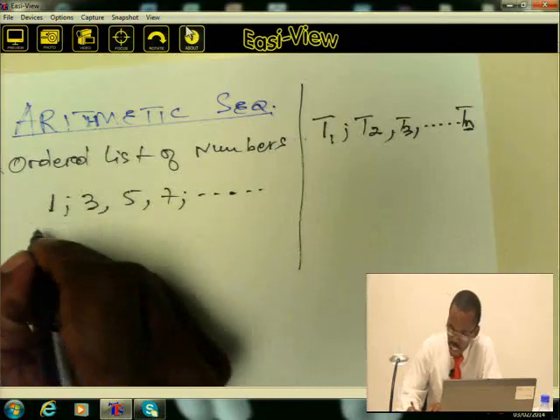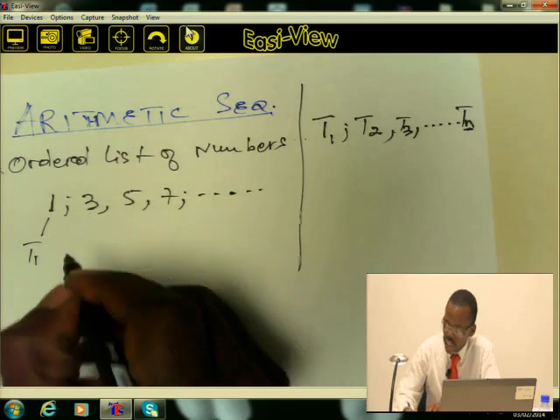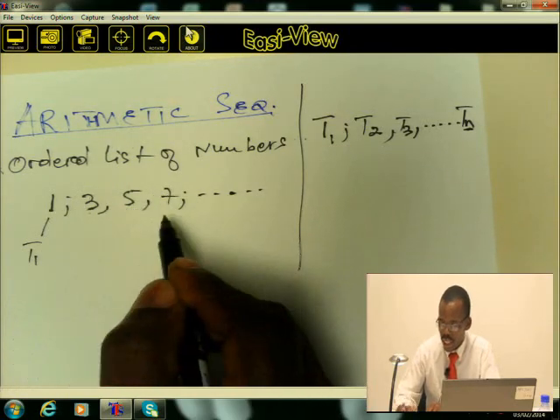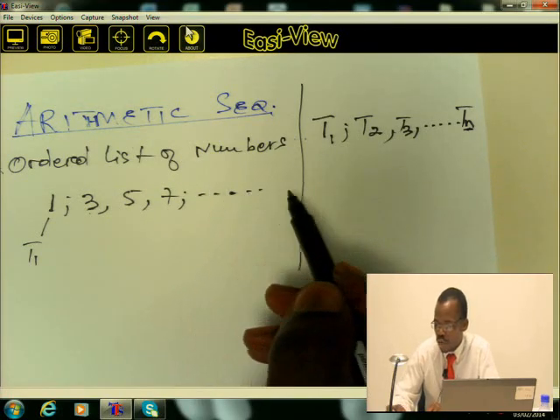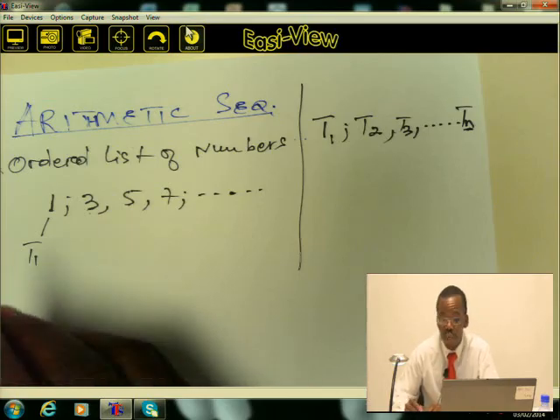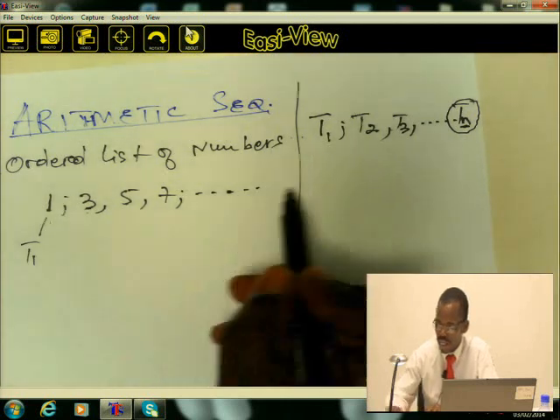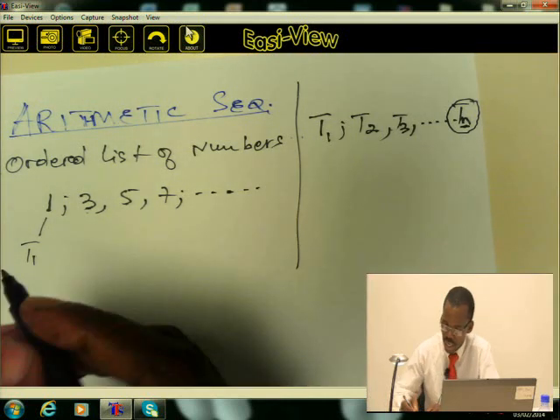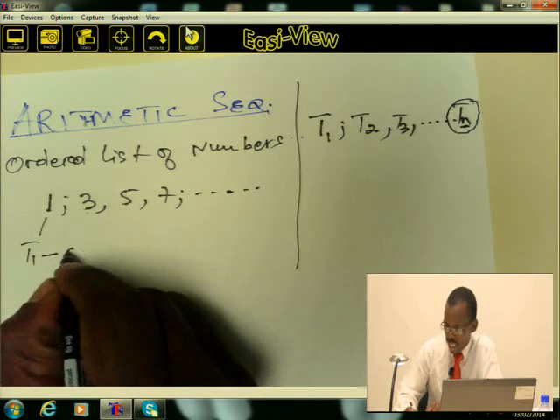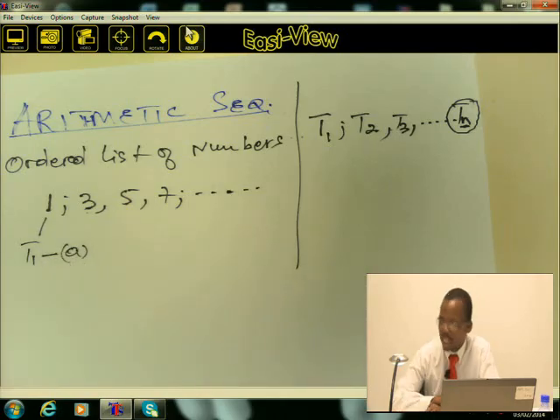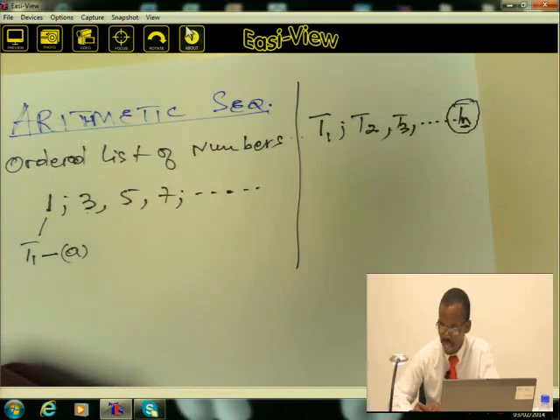So this one we say is T1, the first term. This will be T2, the second term, T3, the third term, T4, the fourth term. Now, when we want to continue getting the other terms, we need to come up with a general term that is going to help us find the terms of this particular sequence. T1 is denoted by the letter A. The first term of the sequence is denoted by the letter A.